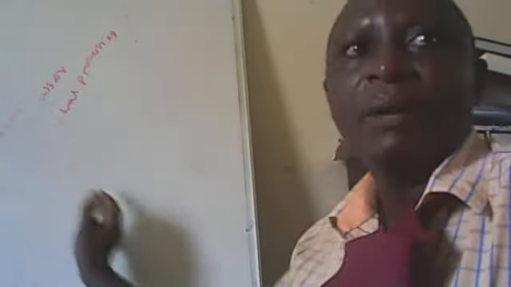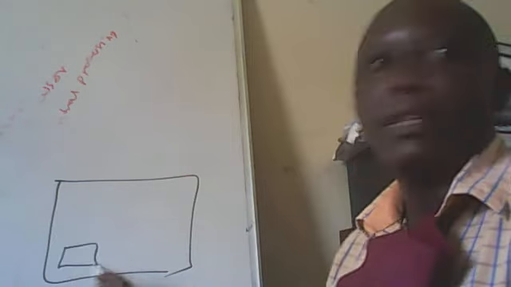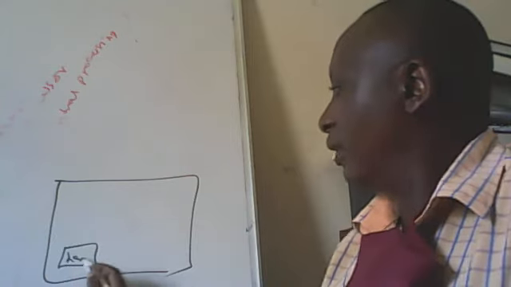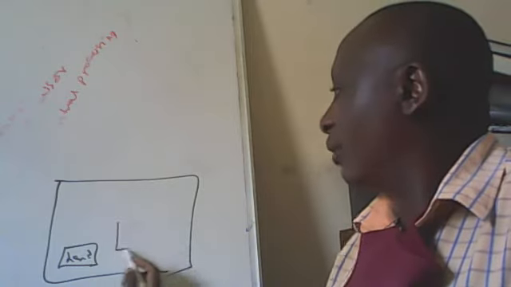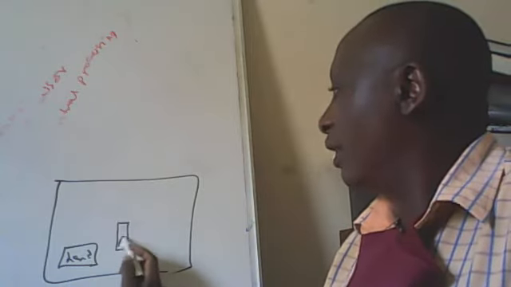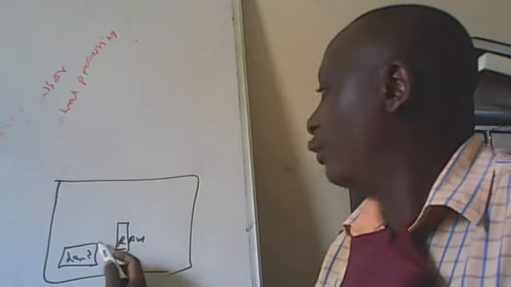If this is our motherboard, this is the motherboard. Here we have the hard disk. Is it okay? This is the hard disk. And then we have the slots of the RAM here. This is the RAM. Is it okay? Then we have buses.